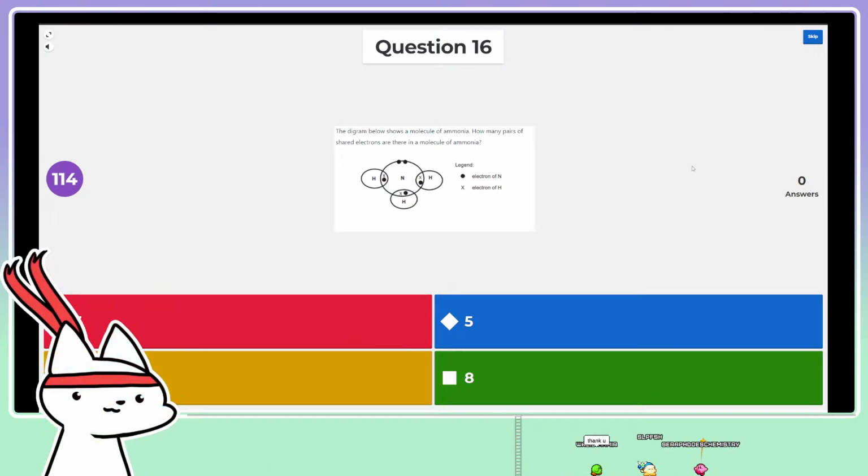Okay, question 16. The diagram below shows a molecule of ammonia. How many pairs of shared electrons are there in a molecule of ammonia?